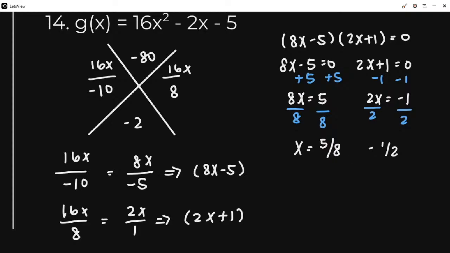I'm just going to rewrite this comma. Okay, hopefully you can tell that's a comma.